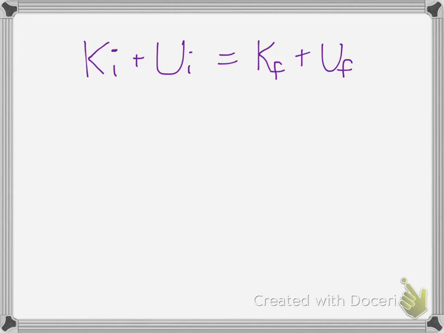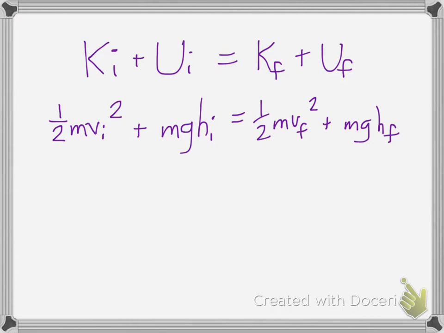When dealing with conservation of energy, you want to look at your total energy before and your total energy after and set them equal to each other. My total energy is going to be a combination of my kinetic and potential energies at any given moment. So my total energy to begin with is my initial kinetic plus my initial potential, and I'm going to set that equal to my final kinetic plus my final potential. I can substitute in the appropriate equations for each type of energy, and now I can start plugging in some values.